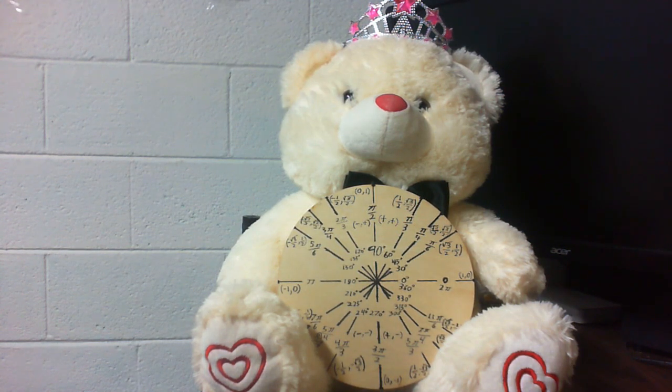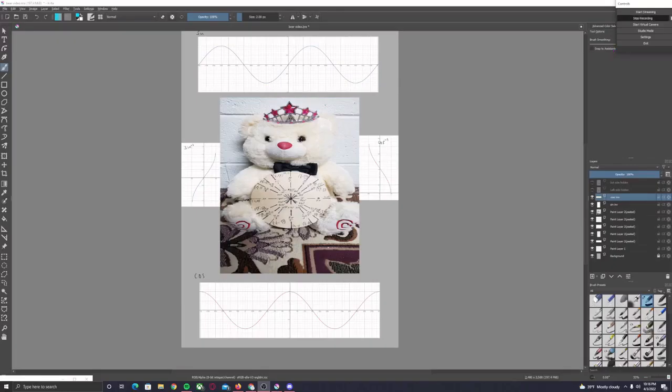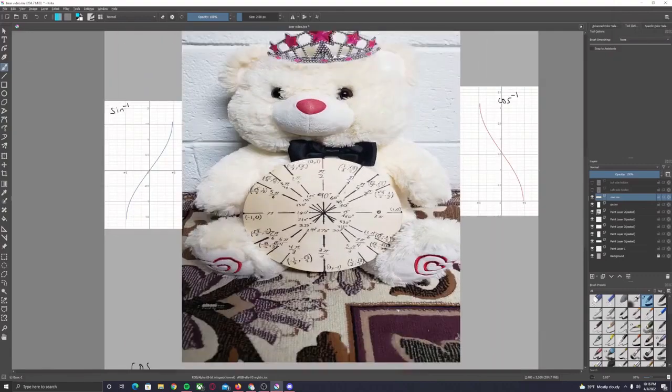Tangent equals sine over cosine, and the reciprocal of cosine has the same distance from the y-axis as normal cosine. Each of the trig functions' graphs are shown on the unit circle.